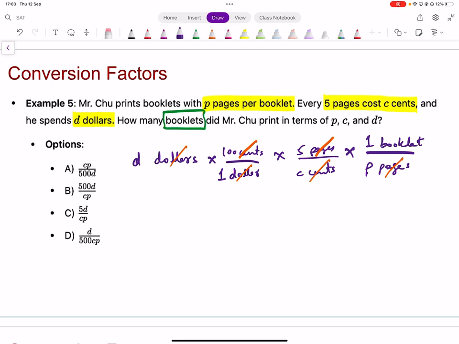D into 100 into 5. What are the numbers? Numbers are 100 and 5. That's 500. In the numerator, we also have D. So 500D divided by CP. And that's option B. Yes.